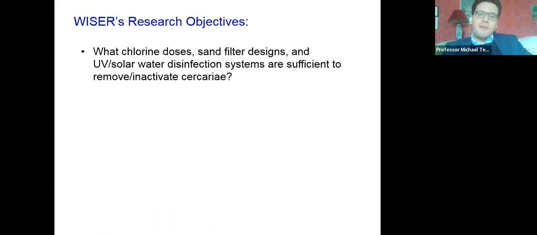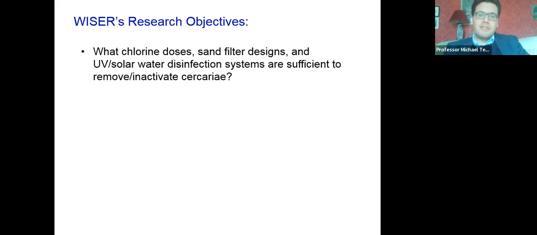And so the specific objectives, the first one was an engineering and science kind of objective, which is really if we were to treat the water, what kind of chlorine doses would we need, or how would we design sand filters, or could we even use UV or solar disinfection to make the water safe? So that's right in my research group's wheelhouse in engineering, because it's taking established water treatment methods, which are used already in low income settings, and testing whether they're good against this particular parasite.